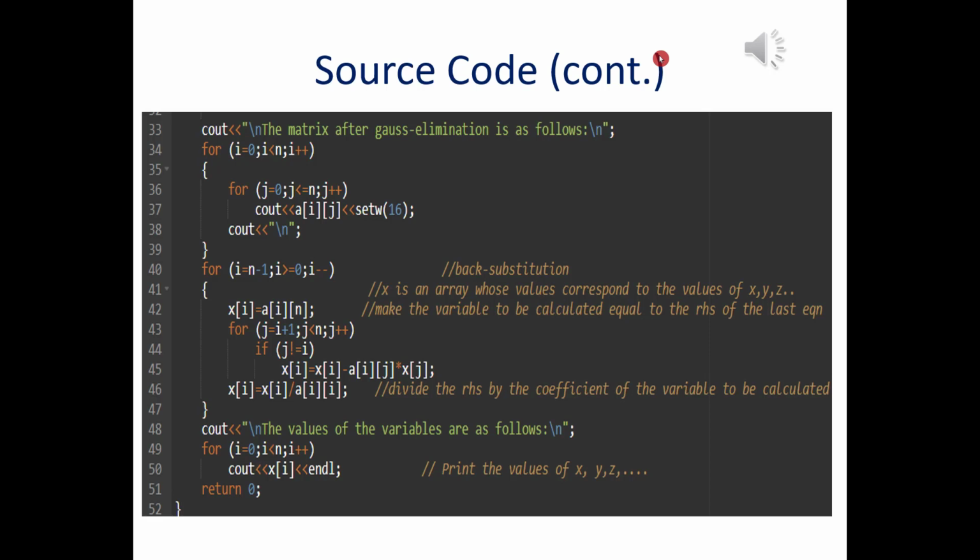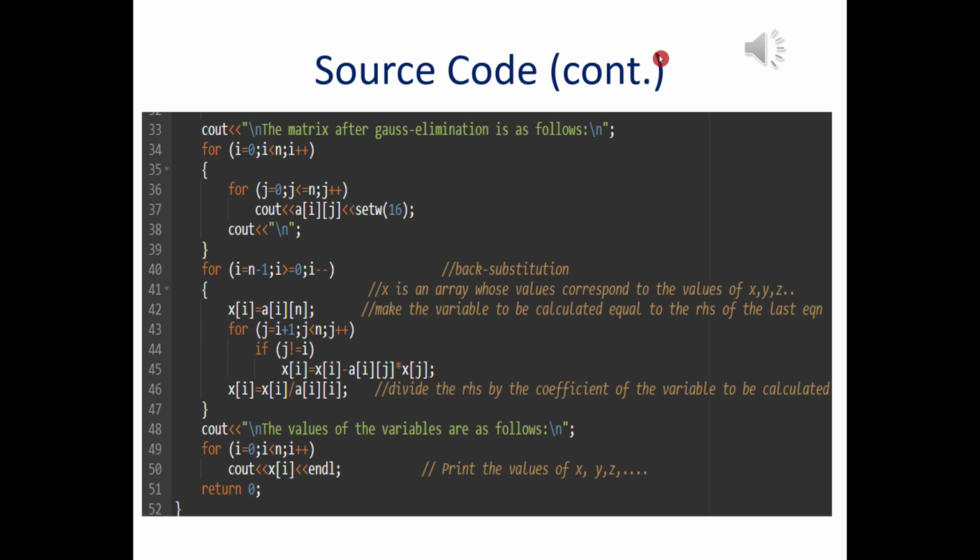For example, consider n equal to 3. i equal to n minus 1, so i equal to 2. Now x[i] equal to a[i][n]. So x[i] means third position, that is the value of variable 3 is equal to the value of a[i][n], that is a[2][3]. That means the constant value. So the constant value will be saved to the value of the variable.